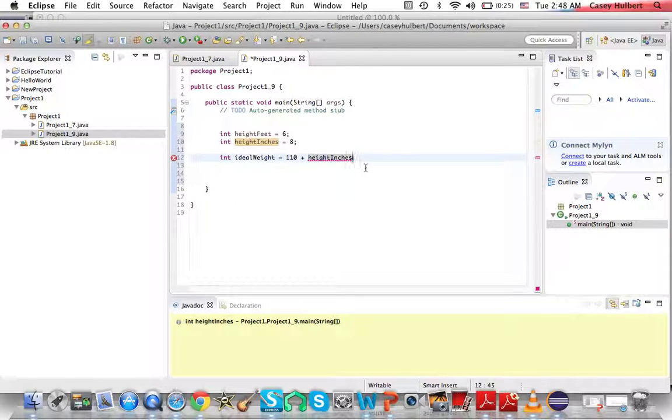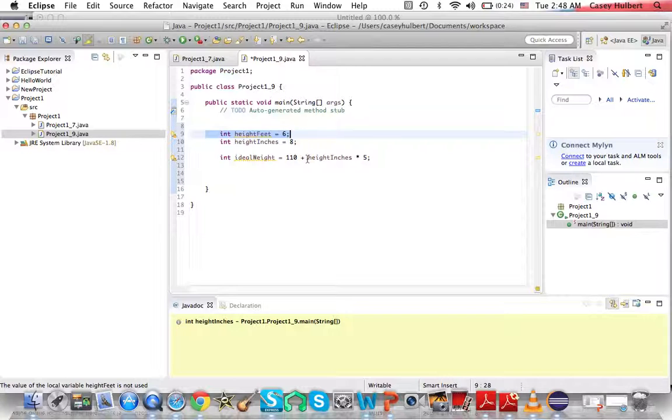And then after this, we're going to multiply it by 5, because they said that for every inch above 5 feet, you need to multiply the amount of inches by 5 pounds. So this right here means 8, so it's going to be 8 times 5. Put the semicolon. But the thing about this one is it doesn't include the height in feet, so we also need to include this.